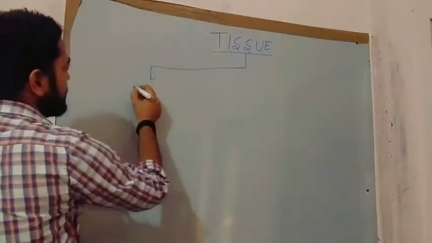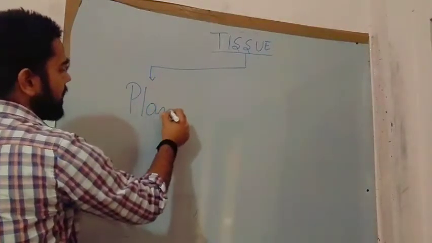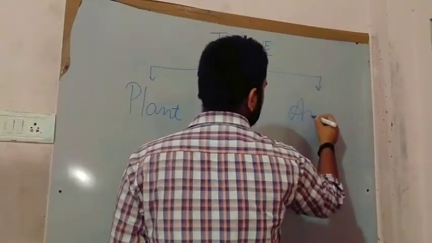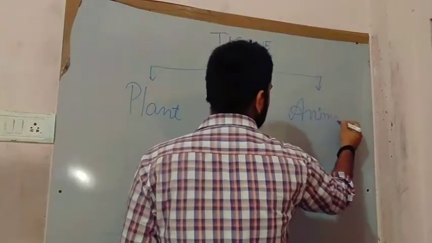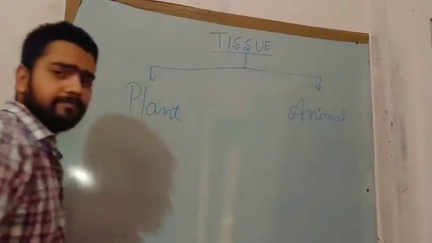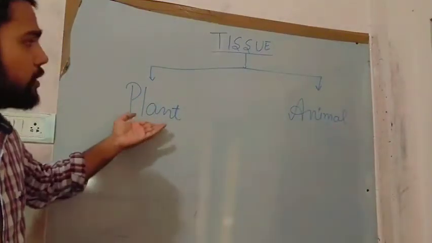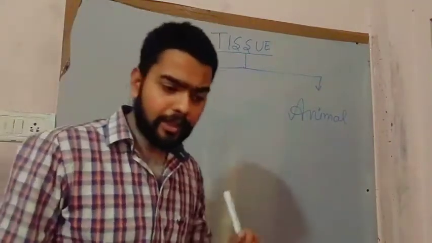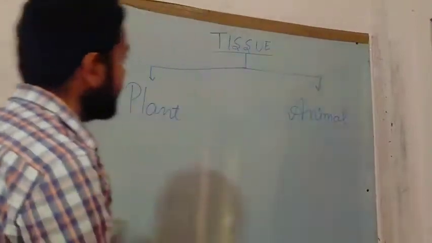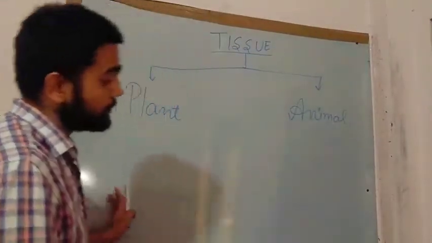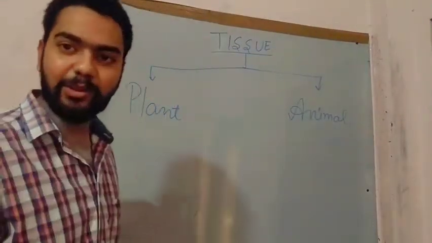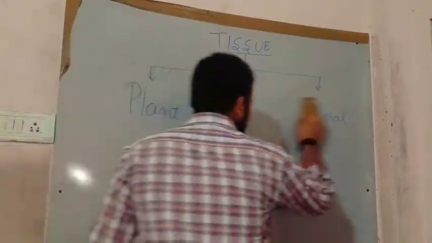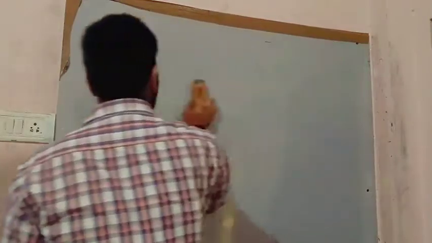There are basically two types of tissues: plant and animal. Okay. First we will be discussing about plant tissue only, and then we will move to the animal tissue. So I am drawing a flow chart, which is well and most important to you, because the flow chart makes it easier for you to understand. So I suggest you to draw the flow charts. So let us start with plant tissue.